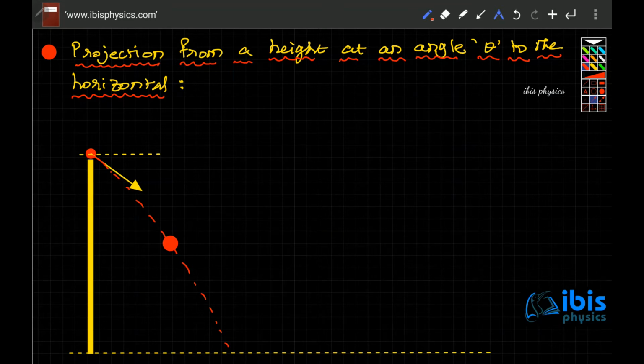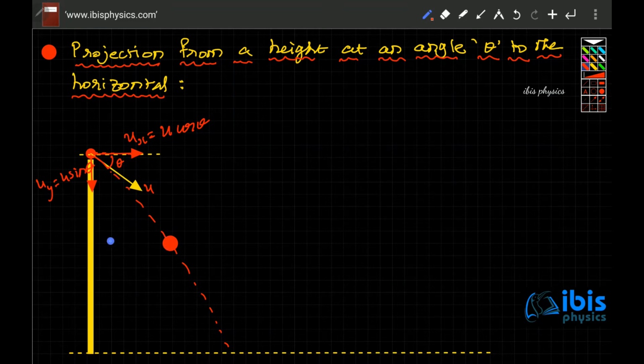Initially, if you had thrown with velocity u at an angle theta below the horizontal, this u has two components. One is u cos theta in the horizontal direction. The other one is u sin theta in the vertically downward direction, because this is the angle. So the initial horizontal velocity is u cos theta, and the initial vertical velocity is u sin theta in the vertically downward direction.